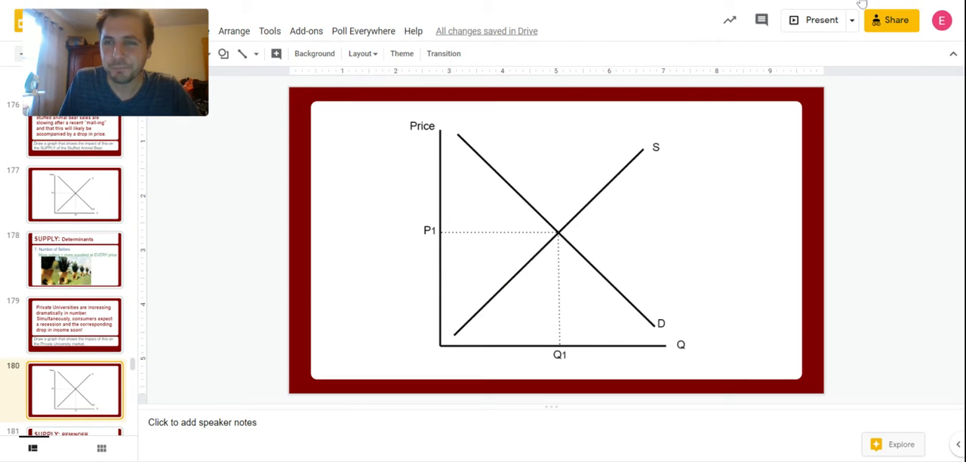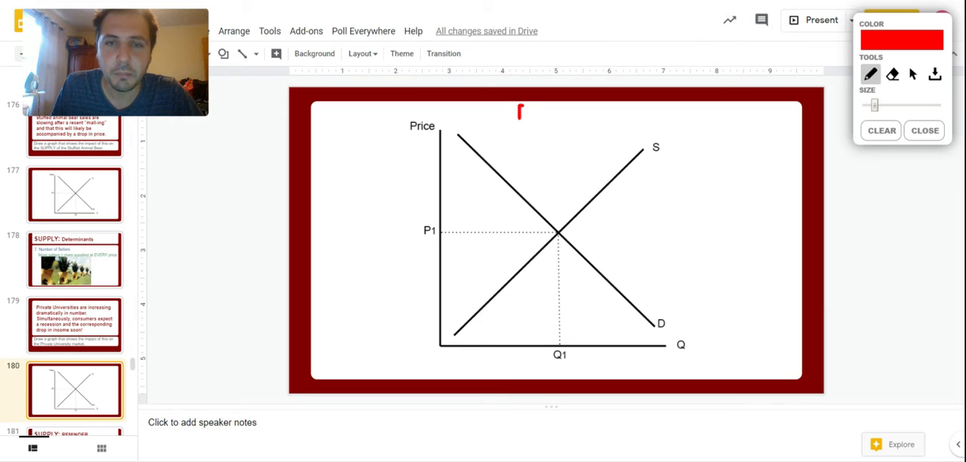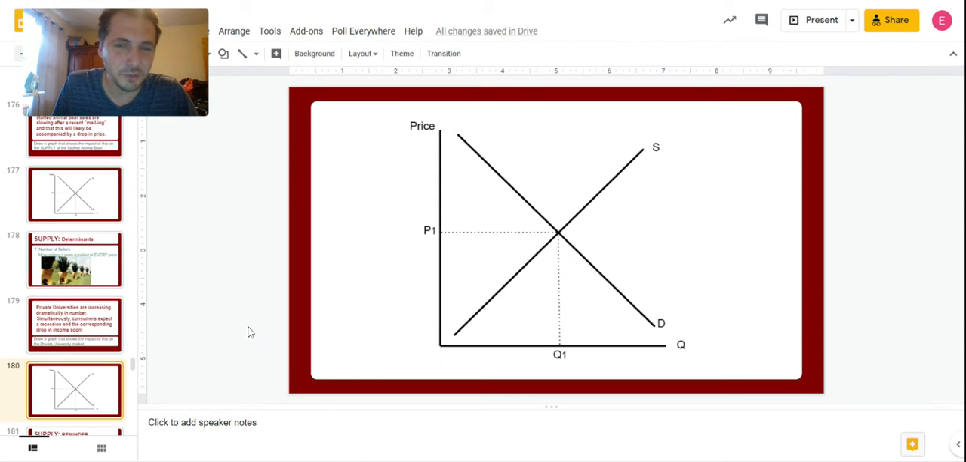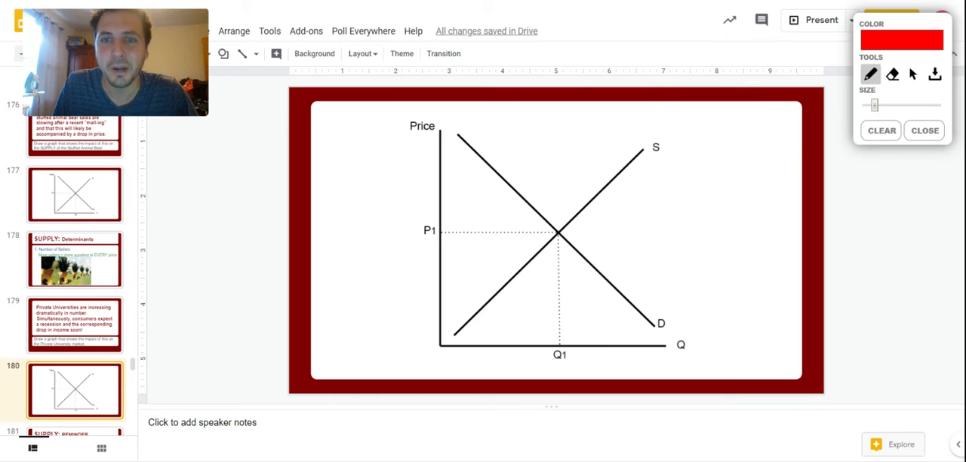All right, so we go down here and put in private univ. And then first we start with supply. It doesn't matter which one you start with. Just draw them and let it figure it out for you. So supply is going to shift left. I'm sorry. Whoops. Supply is not going to shift left. That's my bad. They're increasing dramatically in number. So supply is going to shift right, increasing the number of producers or number of sellers. Supply shifts right. We draw on our parallel supply curve, S2.